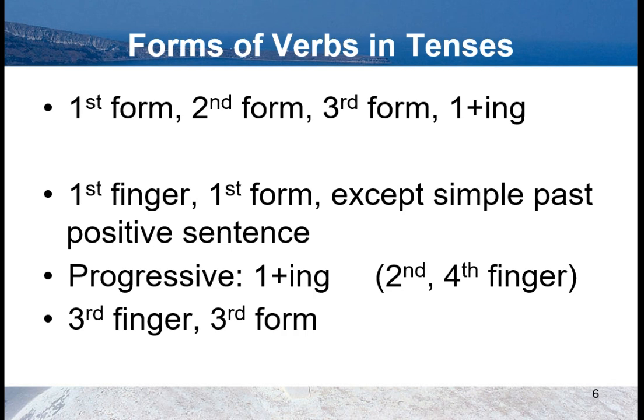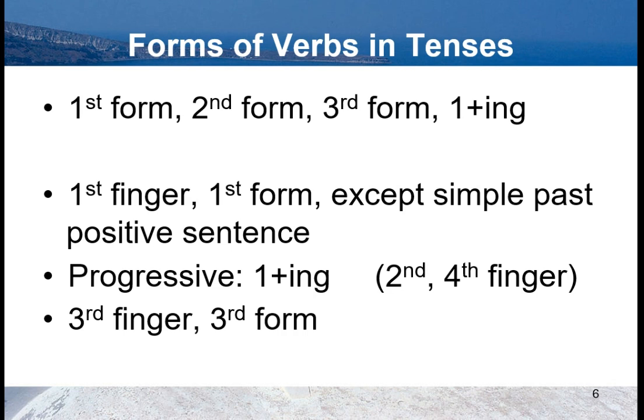Second step, after learning the names of tenses, is forms of verbs. You should learn irregular and regular forms of the verbs, like first form, second form, third form and first form plus ing. There are also very simple methods. First finger: first form of the verb, except in the simple past positive sentence. I explain it now, and detail would be given in the end.